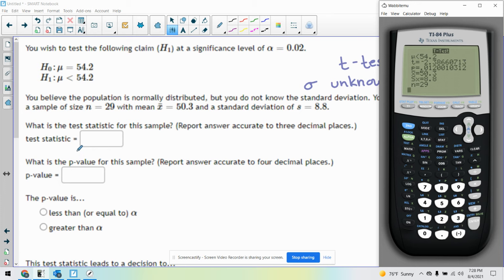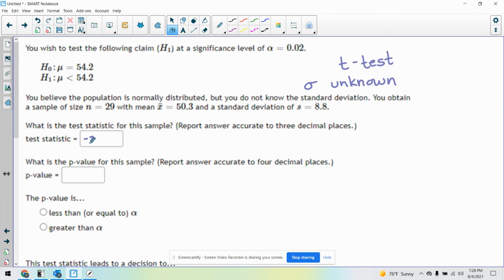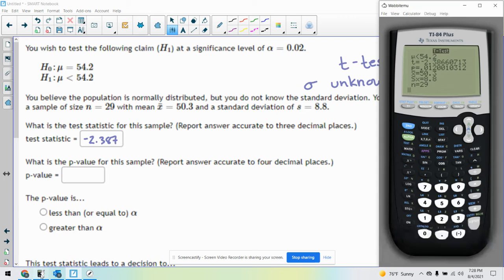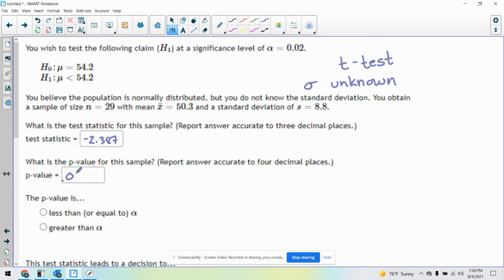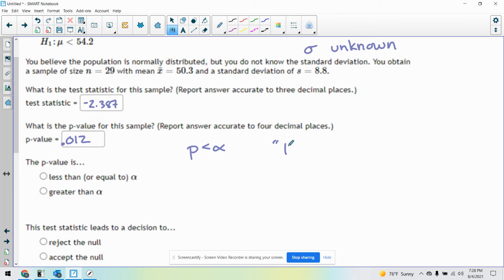Our test statistic, to 3 decimal places, is negative 2.387. The p-value for our sample is 0.012. So our alpha is this. This is our p-value. P is less than alpha here. Something to remember here, you can just remember this phrase.